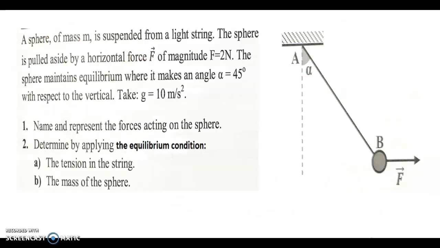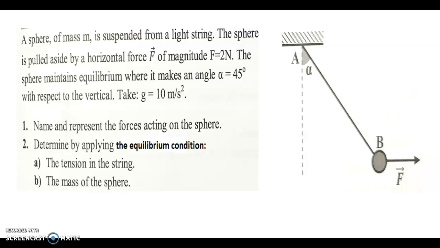A sphere of mass m is suspended from a light string. The sphere is pulled aside by a horizontal force F of magnitude F equal to 2 Newton. The sphere maintains equilibrium where it makes an angle alpha equal to 45 degrees with respect to the vertical. Take g equal to 10 meters per second squared.